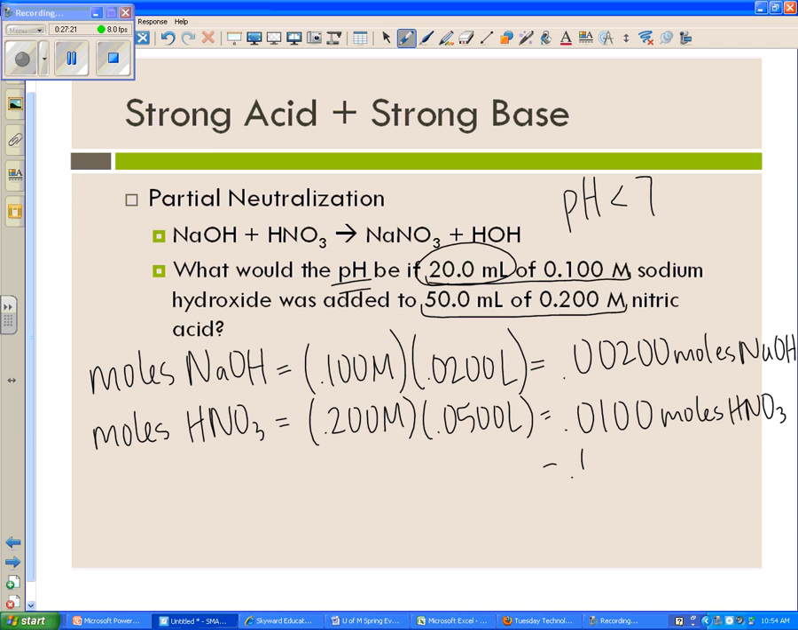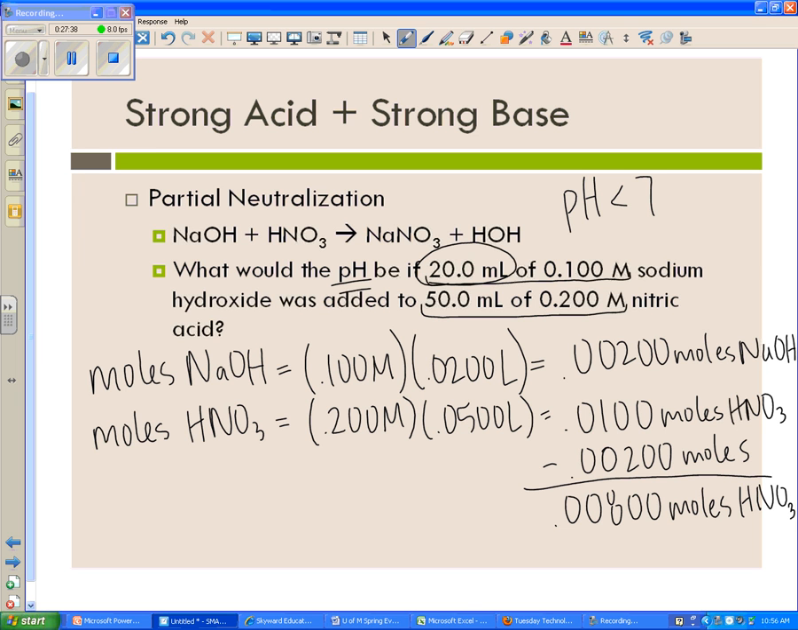So minus 0.00200 moles that will be neutralized will leave us with 0.00800 moles of acid that is not neutralized. And this non-neutralized acid is going to be what affects the pH of the solution.